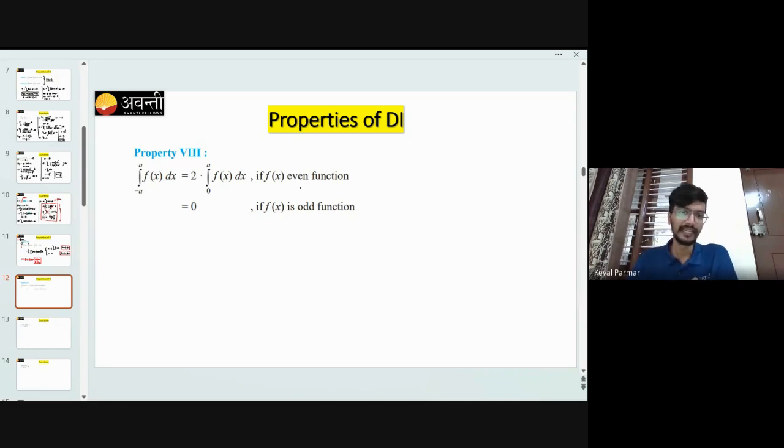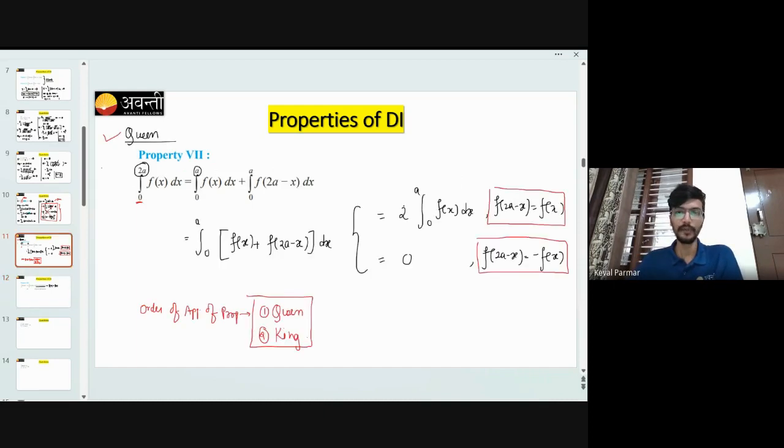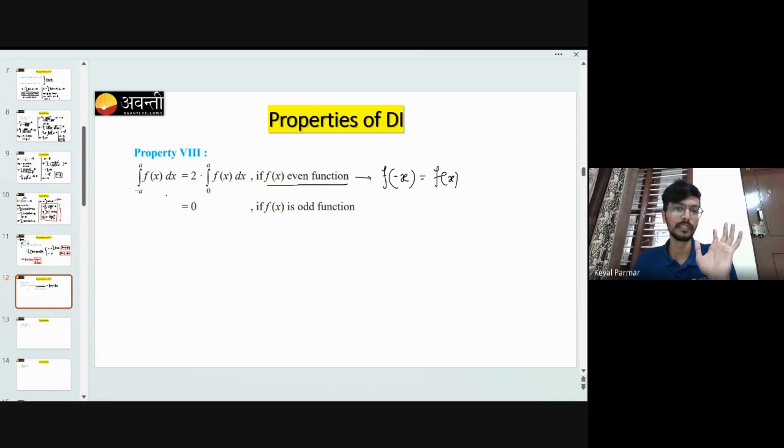This says that if f of x is an even function, I hope you know the definition of an even function, that is, f of minus x will be equal to f of x, then I can write this integral as 2 times the integration from 0 to a. Now, you can see it is similar to the earlier property, but not exactly, because there the lower limit was 0. So don't get confused here, please.